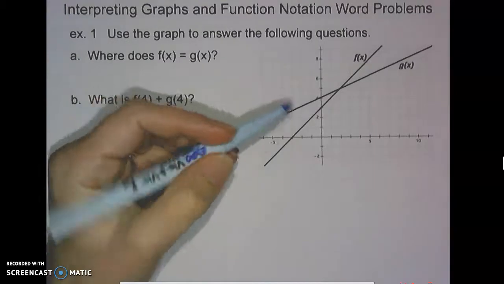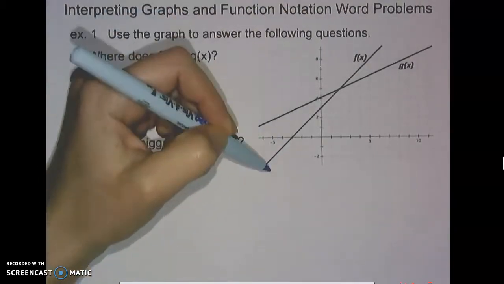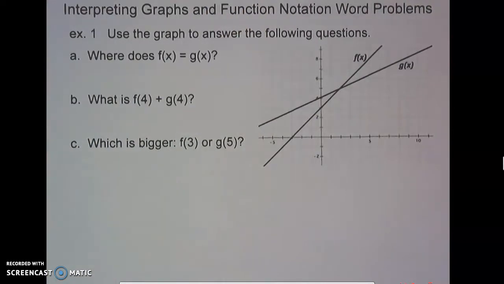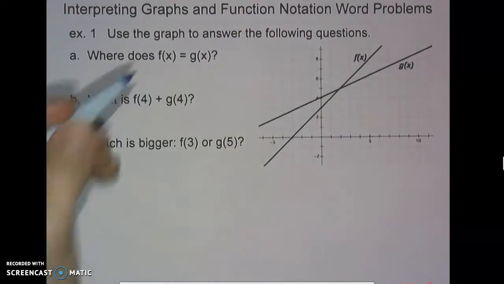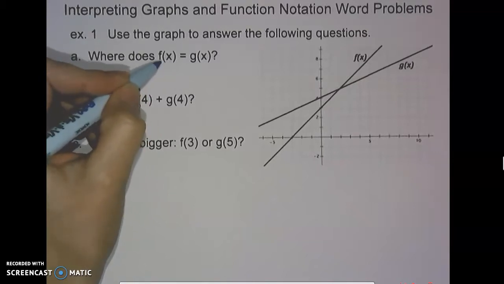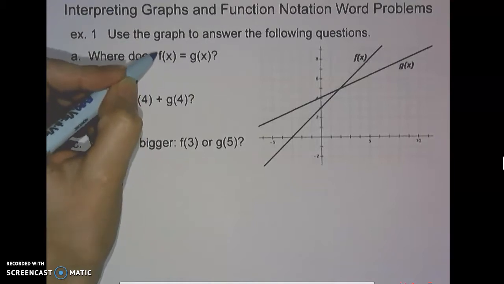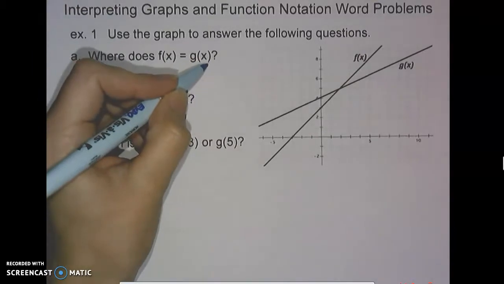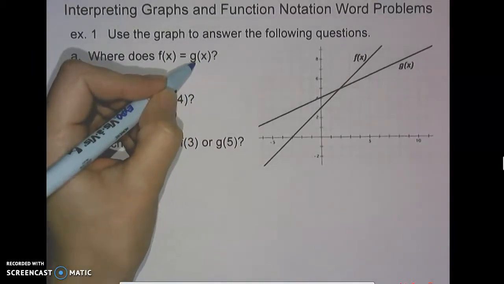So here's your f of x function. This line is f of x. And this line here is g of x. And it wants to know, where does f of x equal g of x? Well, here, this is the y value, right? F of x is the same thing as y. So we want to know, where does the y value of the f of x function equal the y value of the g of x function?